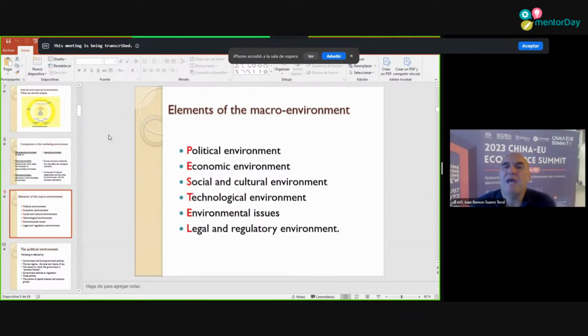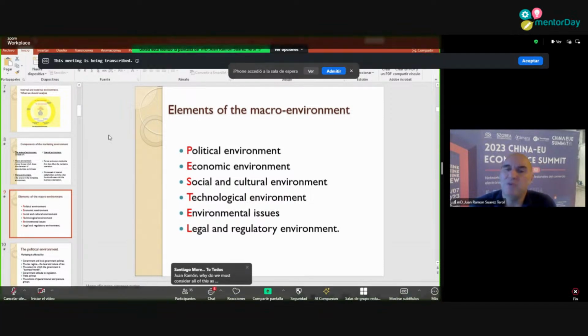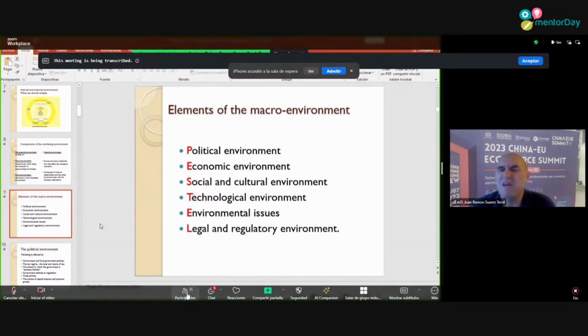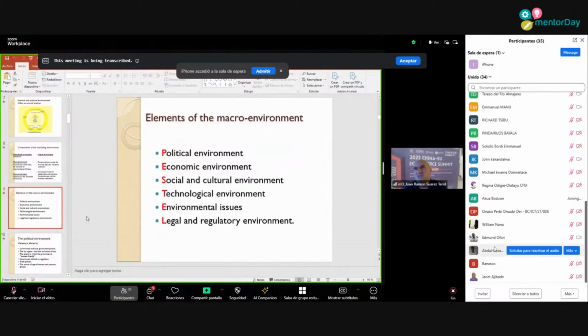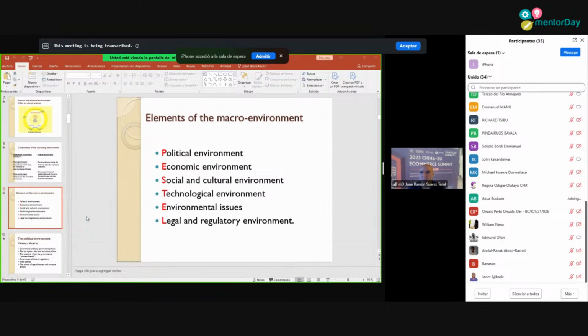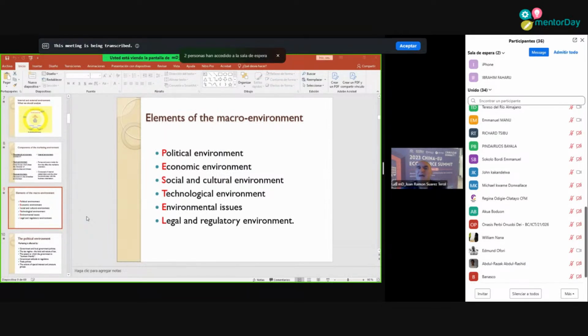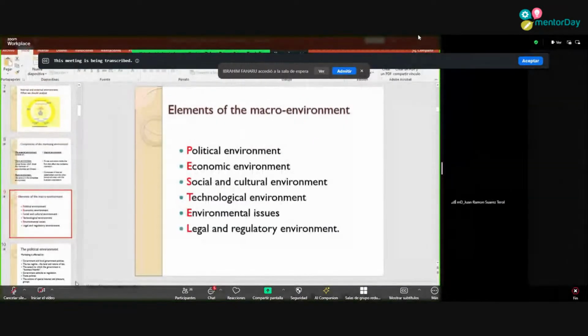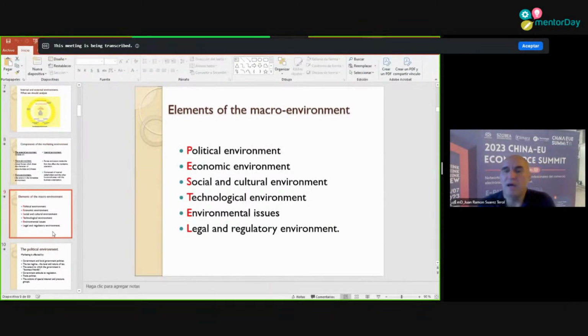Okay, now we are going to see these elements of the macro environment that we have to analyze. Political, economic, social, technological, environmental, and legal and regulations as well. So we call them PESTEL analysis, but we can use many other names. I'm going to pass you this presentation, obviously, and Mentor Day is going to be able to distribute it to you openly, so you can have access to it. We don't have time to analyze every single point of the macro environment, but it's very common to use many different names.